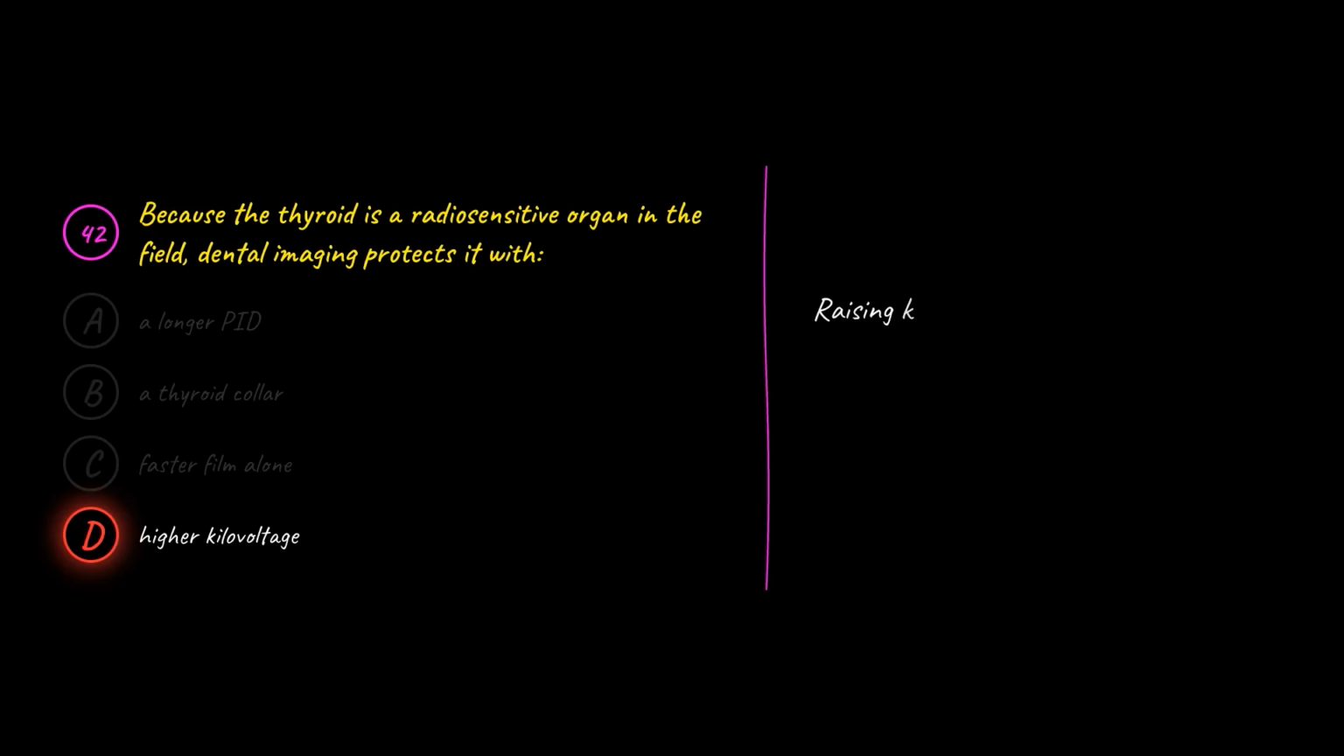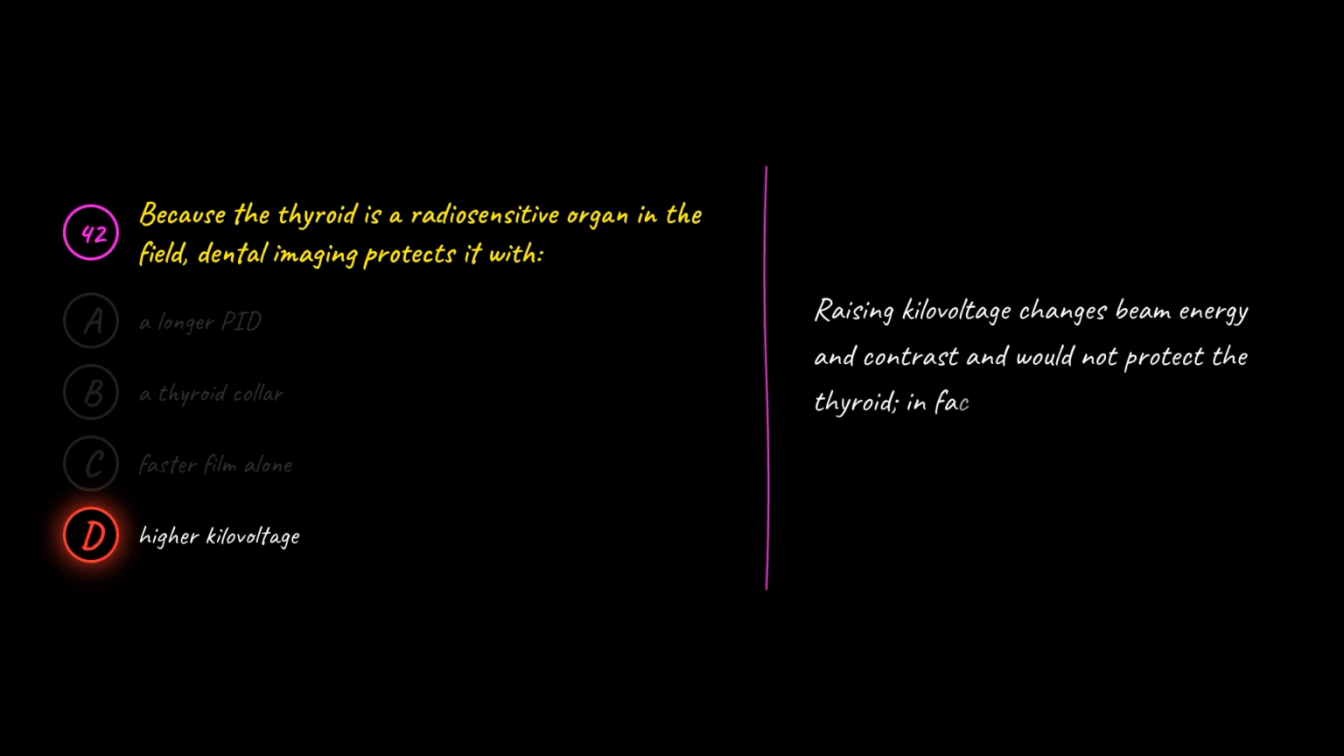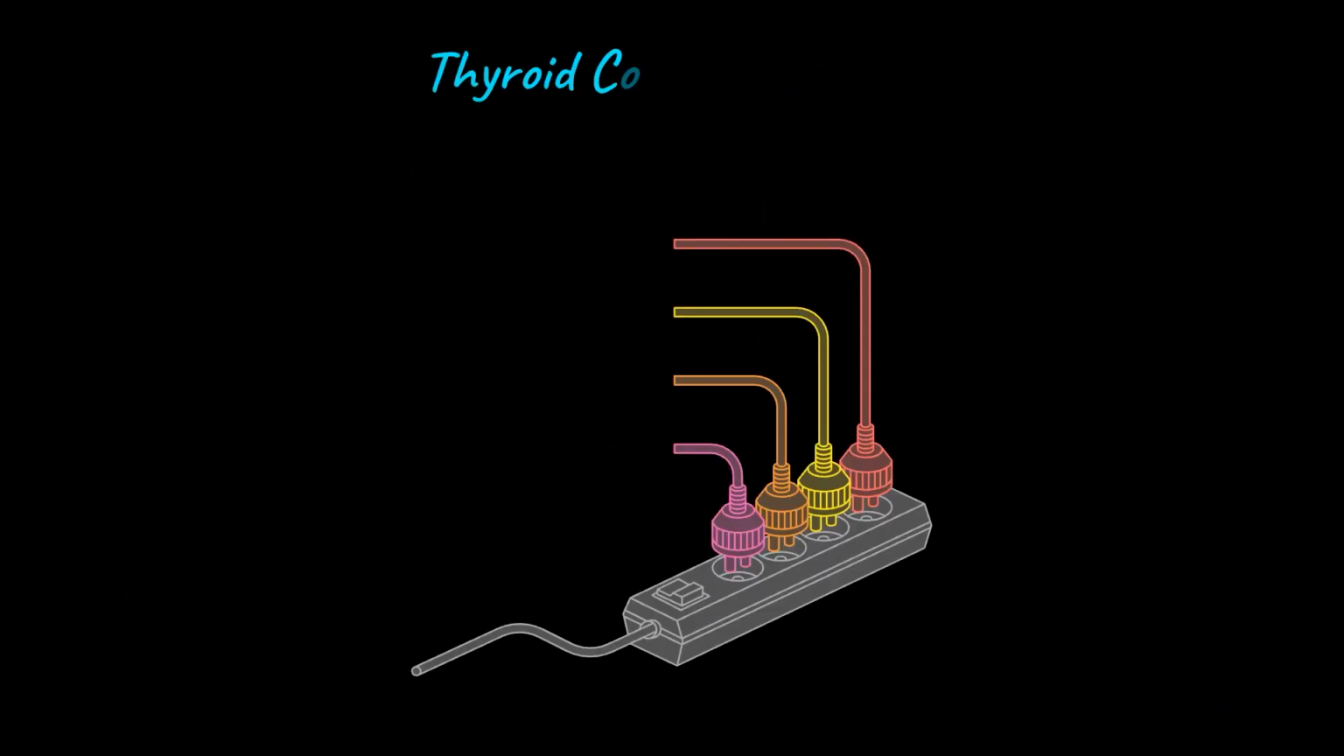D is wrong because raising kilovoltage changes beam energy and contrast and would not protect the thyroid. In fact, it does nothing to shield the gland from radiation. The thyroid gland sits low in the neck, close enough to the dental imaging field to receive scattered radiation. Because it is both radiosensitive and near the beam, it deserves its own dedicated shield.